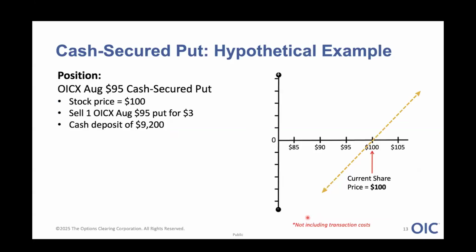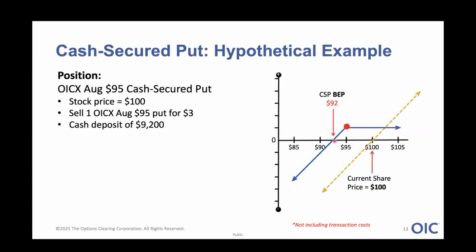So let's look at the exact same position in graph form, because sometimes it's easier to visualize this in graph form. I'm personally a more visually oriented person, so it's a little easier for me to wrap my head around when I look at it in graph form. Here is a graph where the yellow line is just buying 100 shares of stock outright. Obviously, it's pretty straightforward. The stock goes up, we're going to make money. The stock goes down, we're going to lose money. But selling the August 95 put for $3, this is what the graph looks like.